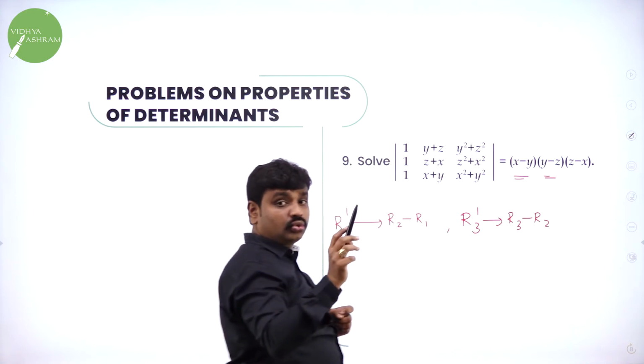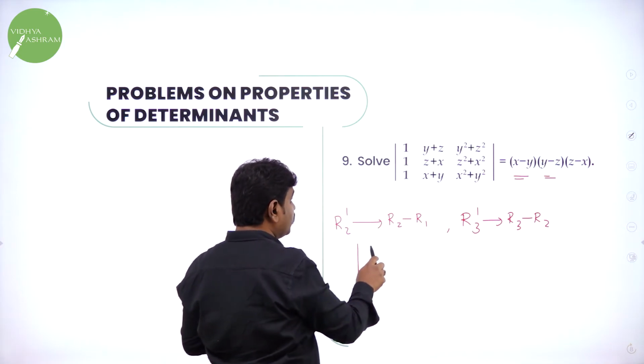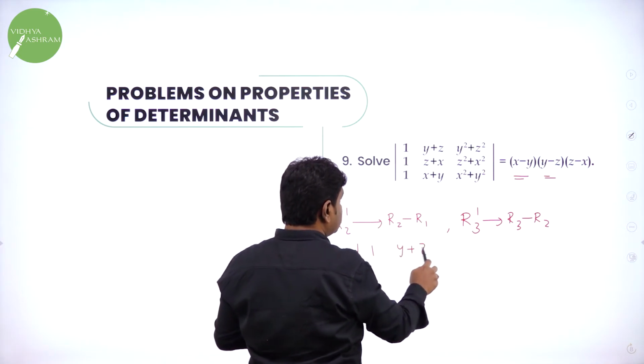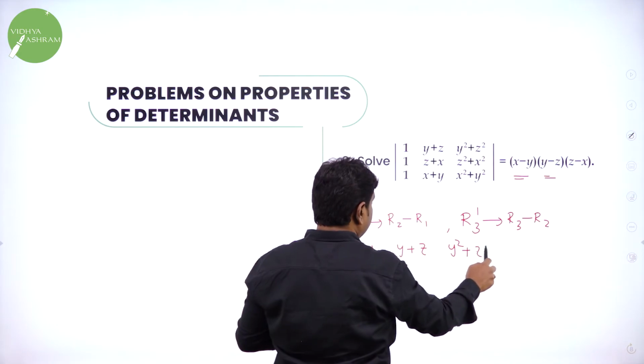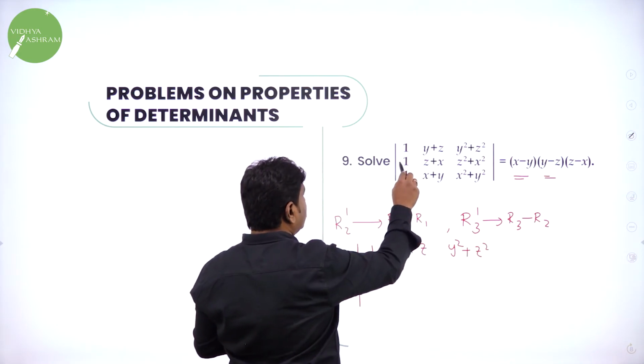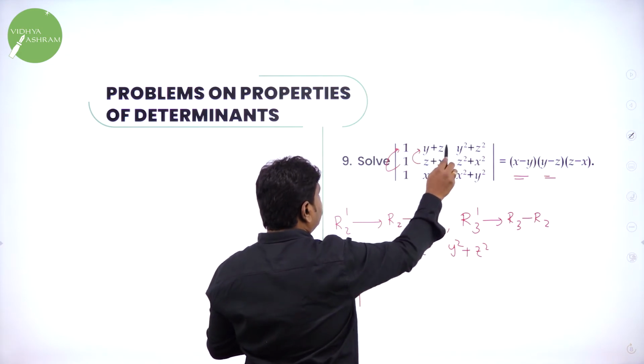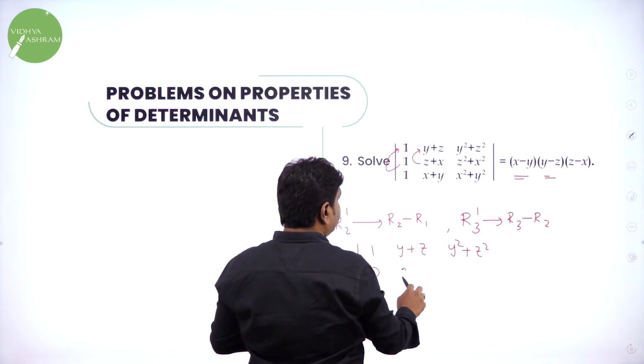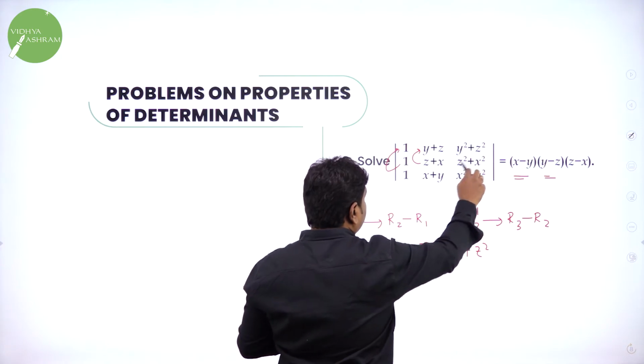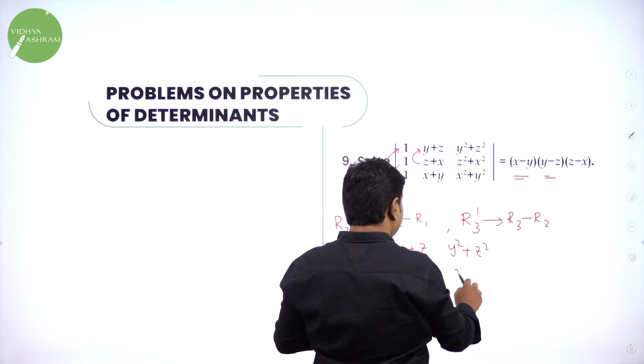At a time you can do 2 operations, we have done it. So the first row we are not disturbing. First row is y plus z, y square plus z square, let it be. And second row minus first row: this minus this, if you do, 0. And this minus this, z cancels, it will become x minus y. And z square cancels, it will become x square minus y square.